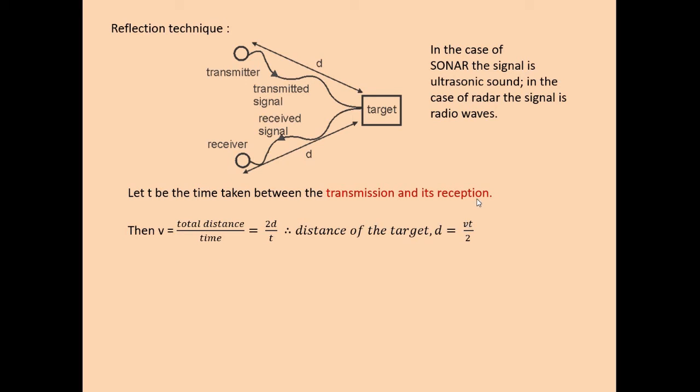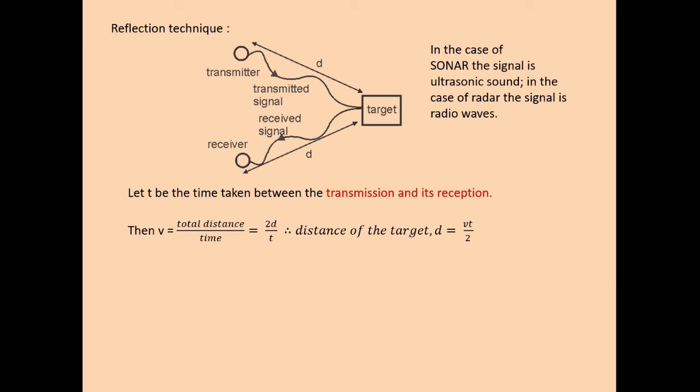So you know v. You're supposed to know it, otherwise you can't do this. Okay, so v into t. t is experimentally determined. What you experimentally determine is this t only. v is a known quantity. Multiply, divide by 2. That will be the distance. Okay, this is only a schematic diagram to explain what the signal is, where the target is, and all those things. Okay, just copy this.